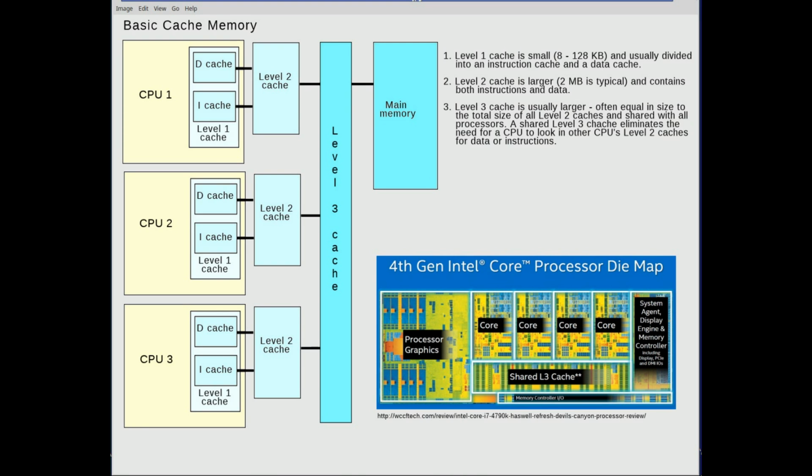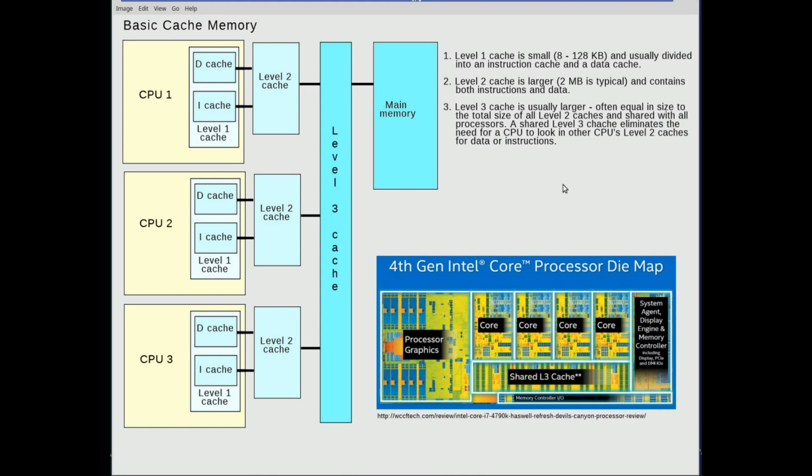Today we're going to look at some basic cache memory. The simple technique we're going to use is called a direct mapped cache. There are others, but this is the simplest. This is an overall diagram of a typical cache memory situation in a modern computer.